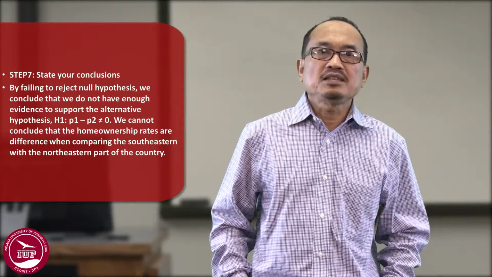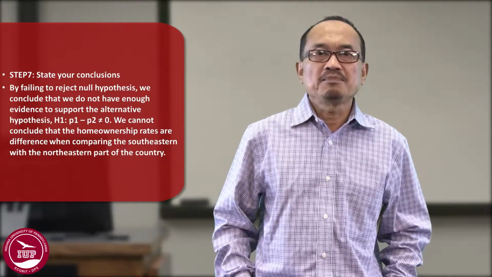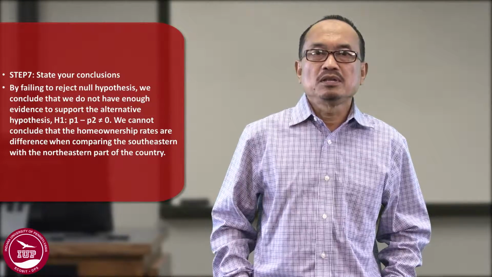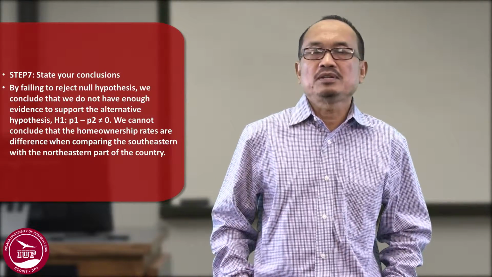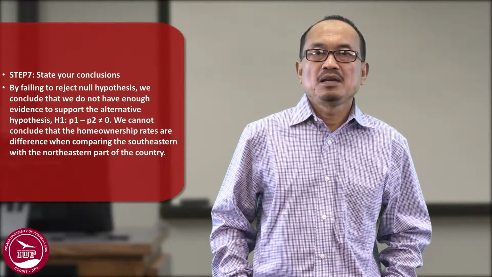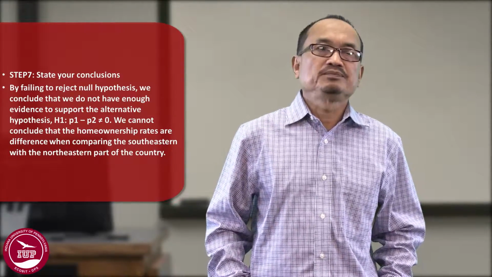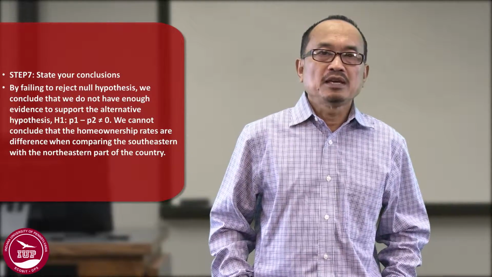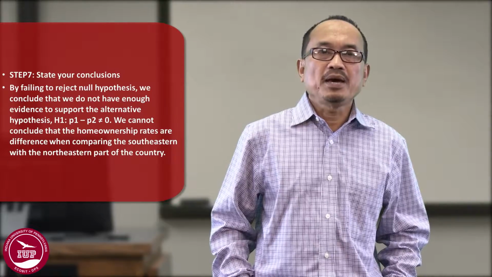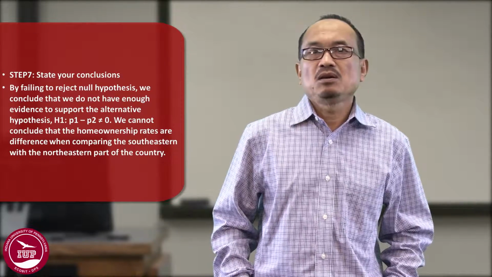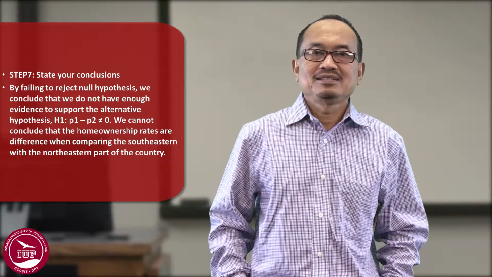Step 7. State your conclusion. By failing to reject the null hypothesis, we conclude that we do not have enough evidence to support the alternative hypothesis, P1 minus P2 not equal to 0. We cannot conclude that the home ownership rates are different when comparing the southeastern with the northeastern part of the country. Thank you.